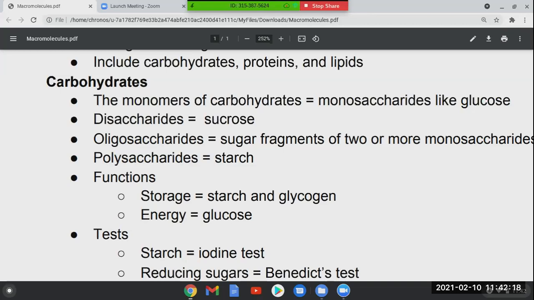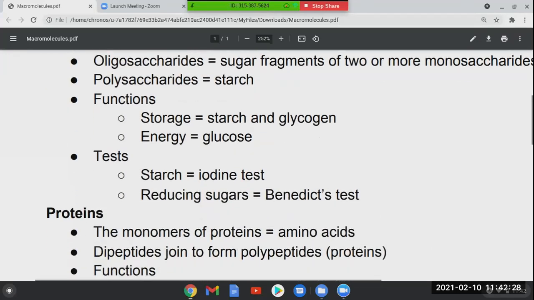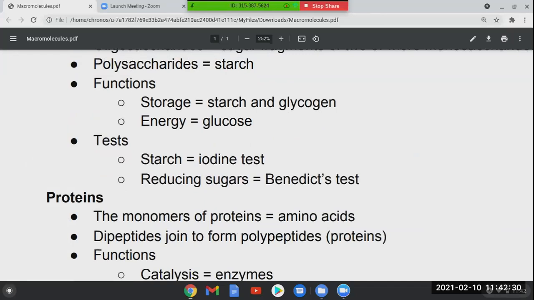And let's say you are interested to know if a certain sample contains carbohydrate or not, all you can do is run a couple of tests and you can tell whether that sample contains starch or reducing sugars or any other carbohydrate molecule.